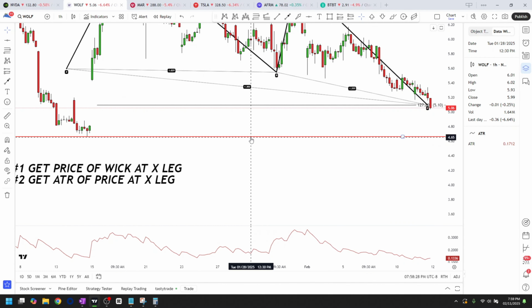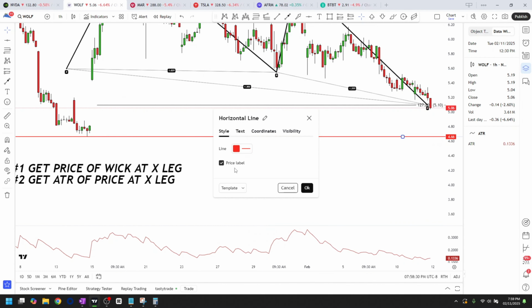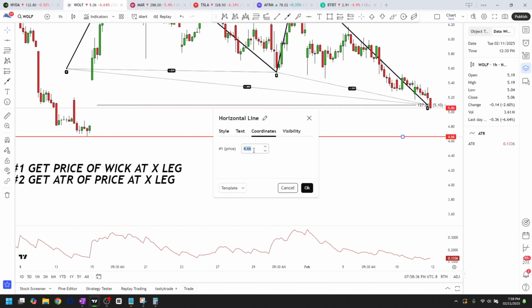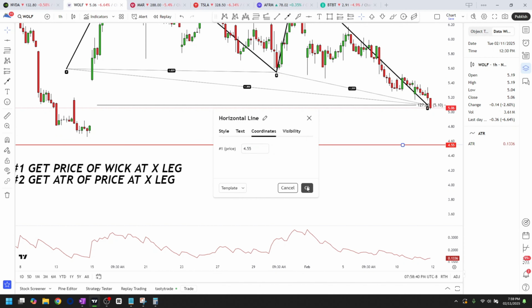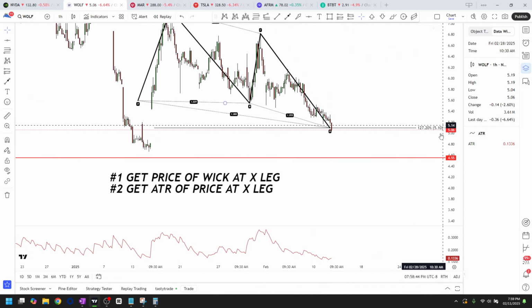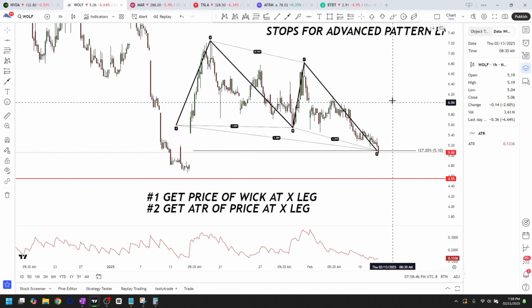So grab our line that we started with to get our price and put it at 455. Just type in 455 and it's going to be right there. So that's where the stop is going to be. Did everybody get that? I hope so. Leave a comment. Let me know if you got that.